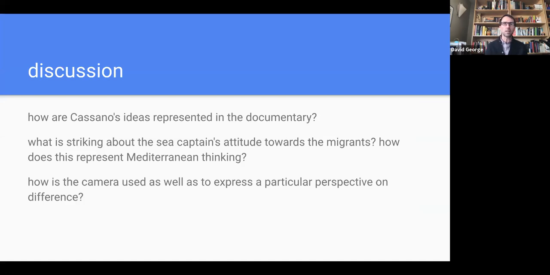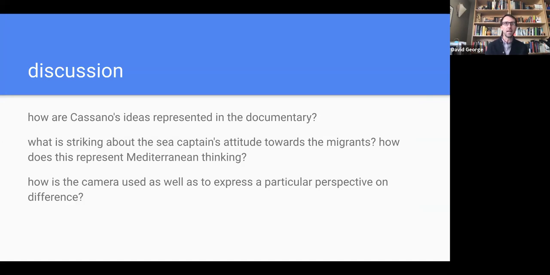First, how are Cassano's ideas represented in the documentary, those which are on the slides and which I've summarized for you? I also want you to think about, and this is very important for the film that we're going to be watching this week, Terra Firma: what is striking about the sea captain's attitude towards the migrants? How does this represent Mediterranean thinking? How does it represent a concept that's slightly different from the way we typically think about oceans as points of division rather than as connectors?